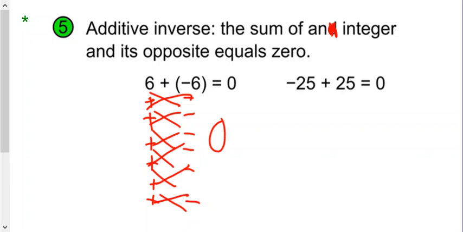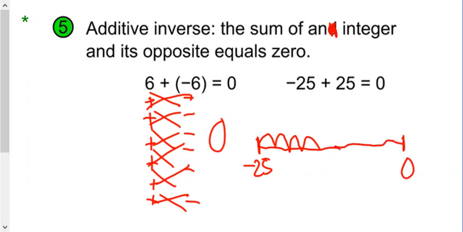Okay, negative 25 plus 25. If you're using a number line and you start at negative 25, and you add a positive 25, then that means you're going to go to the right 25 times, and you will end up at 0. Okay, so additive inverse is basically just the opposites. 6 plus a negative 6 is 0, or negative 6 plus 6 is 0. Okay, so additive inverse is just the opposite, adding 2 numbers to equal 0.